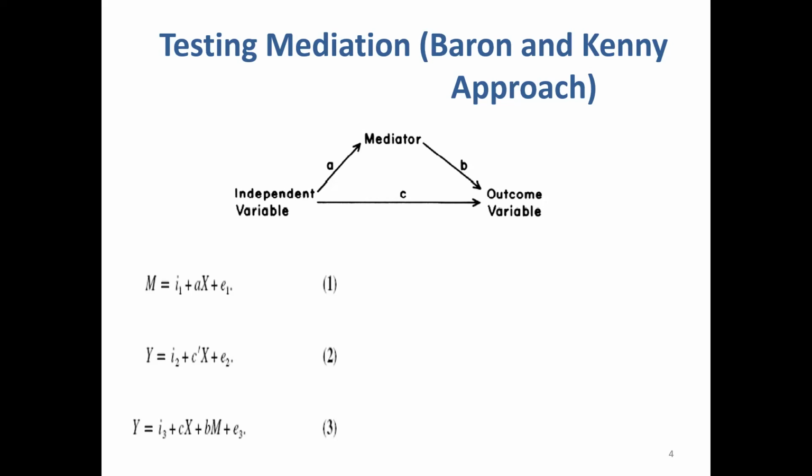Now, if we have the first one significant, the second one not significant, and in the third one only M is significant, that is B is significant, then what is it?